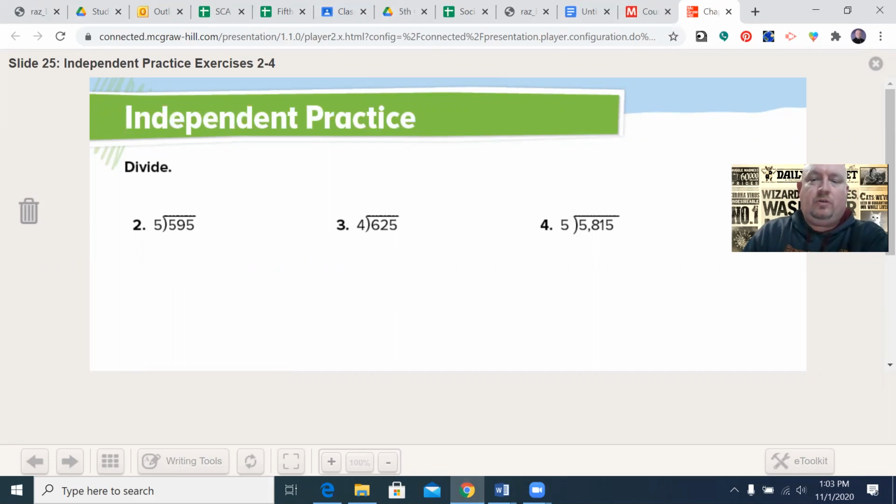Welcome back. I'm going to grab my annotation tool. 5 goes into 5 one time. 5 times 1 is 5. So to subtract, I get a 0. 0 is less than 5. I'll bring down, I get a 9. So my 9 groups of 10. 5 still only going to go in one time. 1 times 5 is 5. Subtract. You get a 4. I'm going to bring down, get a 5. 5 goes into 45 9 times. 9 times 5 is 45. Get a 0. My answer is 119.